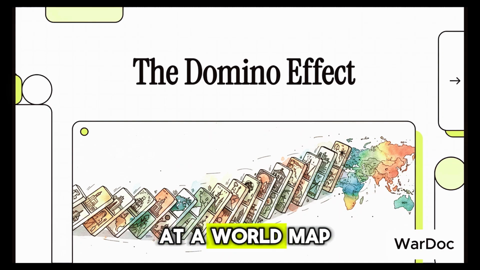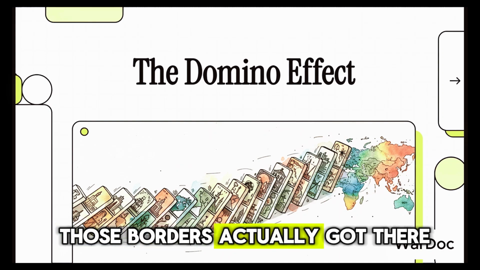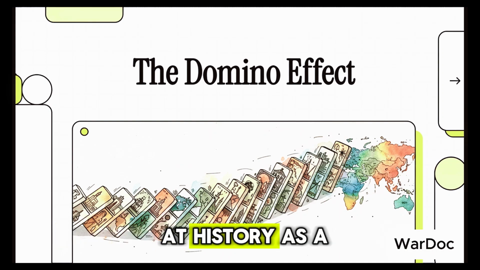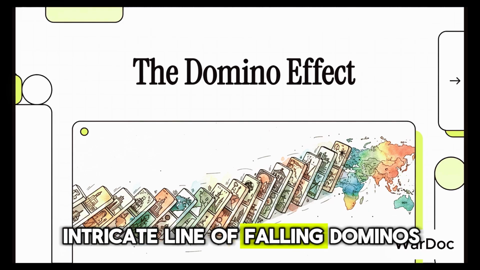Have you ever looked at a world map and wondered how all those borders actually got there? Well, today we're not just looking at history as a bunch of random, isolated events. No, we're going to look at it like a giant, intricate line of falling dominoes.